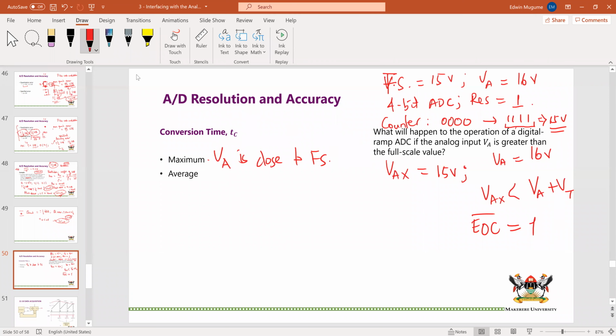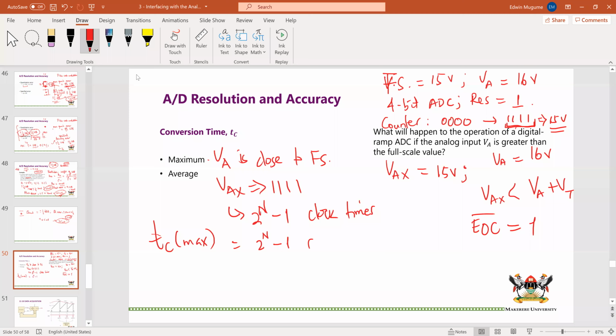In other words, you need VAX to reach its maximum level for the conversion to happen. This is when you're going to have the maximum conversion time, and that will take 2 to the power n minus 1 clock times. So for instance, if we are looking at 1111, it will have taken 15 clocks. And so we can say that TC max is equal to 2 to the power n minus 1 clock times.